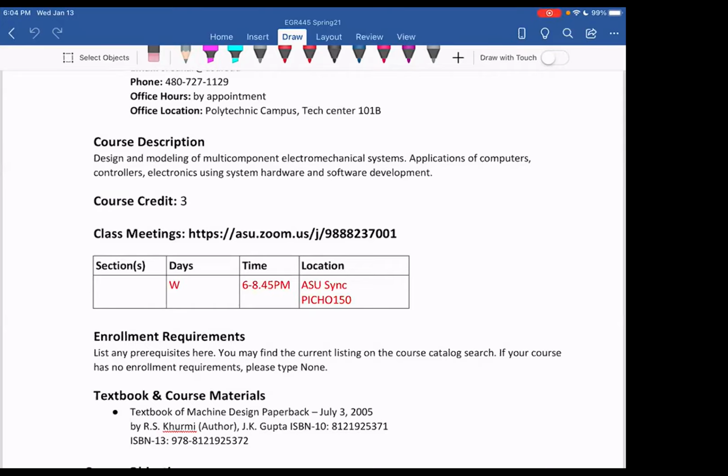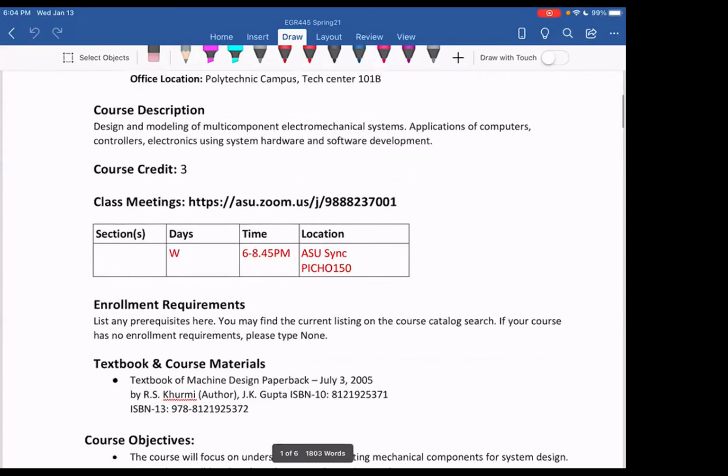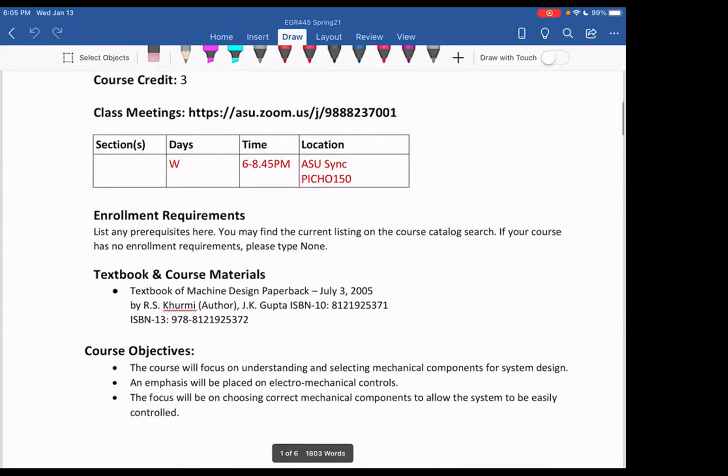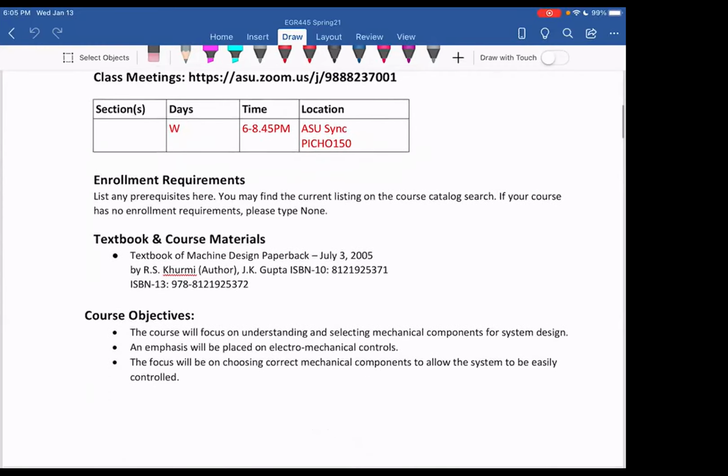The book that we are going to use is Textbook of Machine Design by Khurmi Gupta, and we will talk about selecting different components, analyzing different components, studying them at subsystem level, and then studying these concepts at system level.